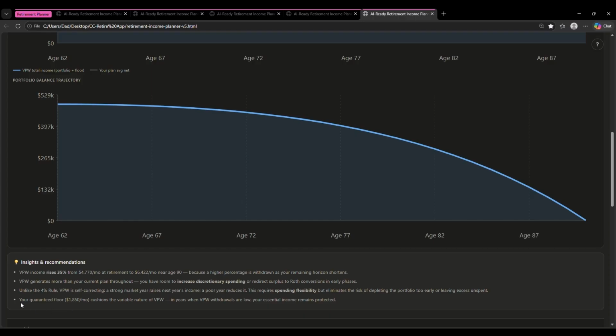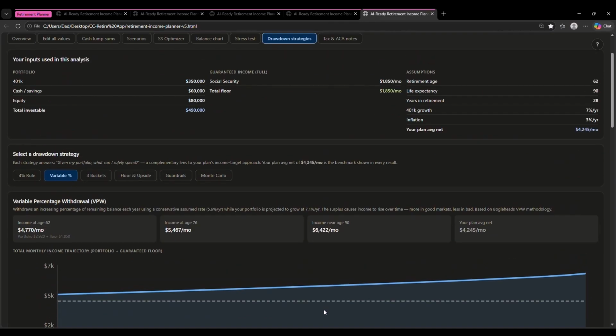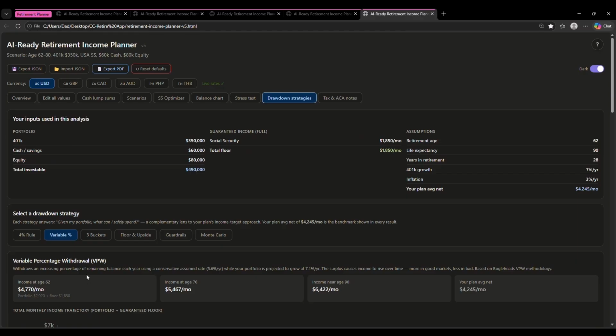And in this case, your guaranteed floor, $1,850, cushions the variable nature of VPW in years when VPW withdrawals are low. Your essential income remains protected. And next we will look at the 3-bucket drawdown strategy.